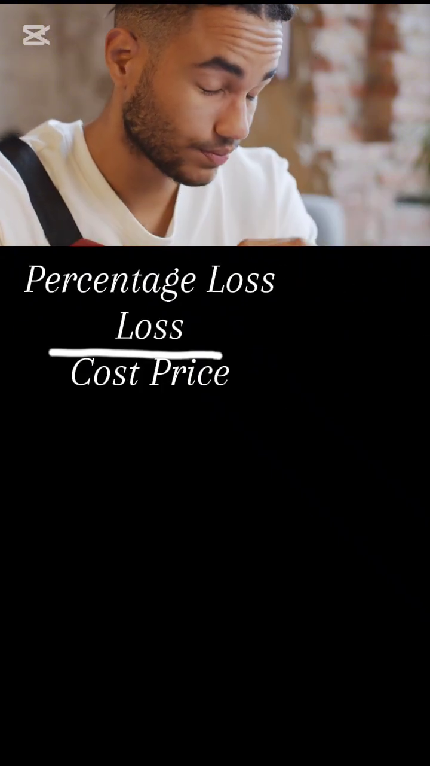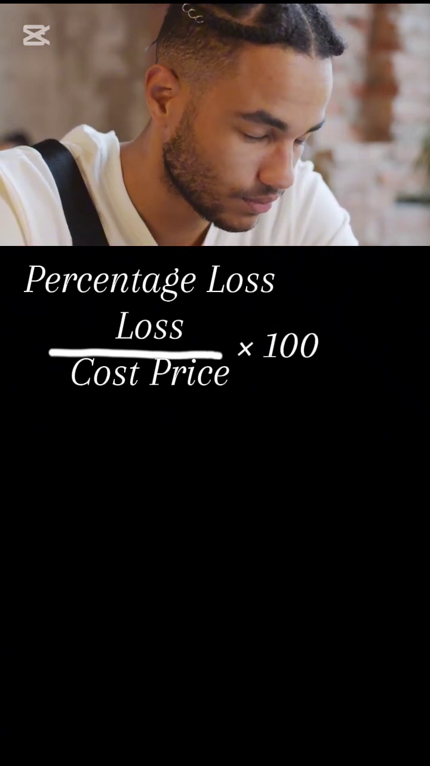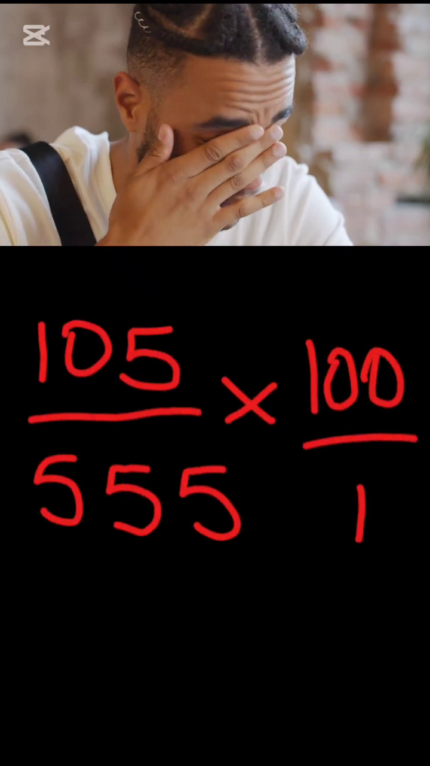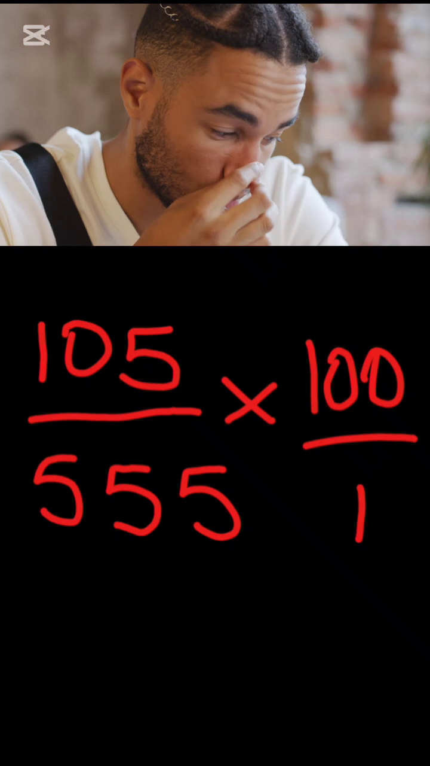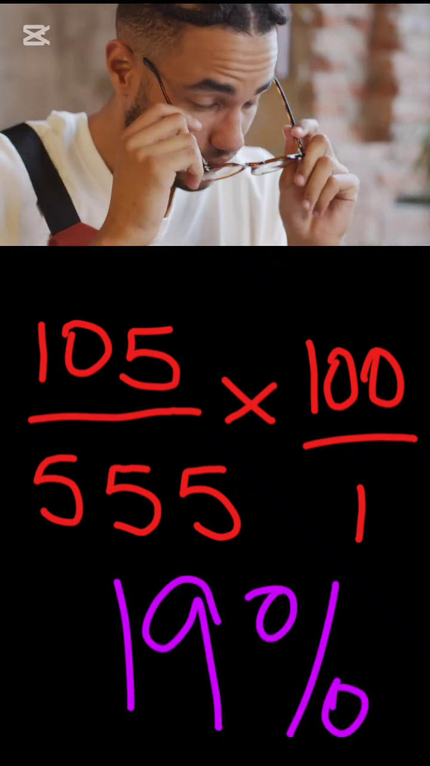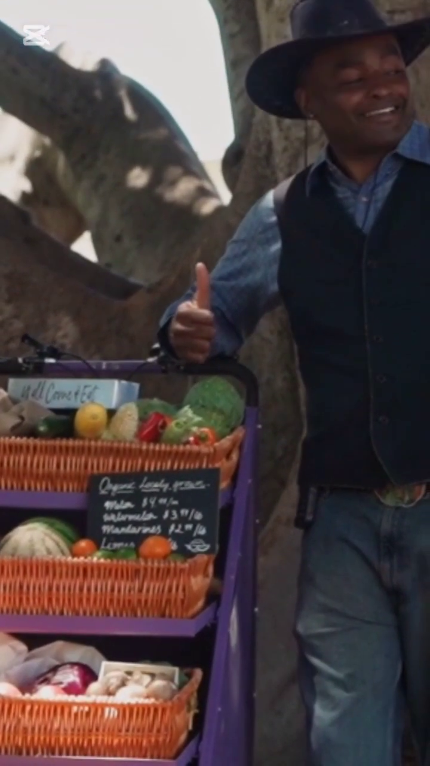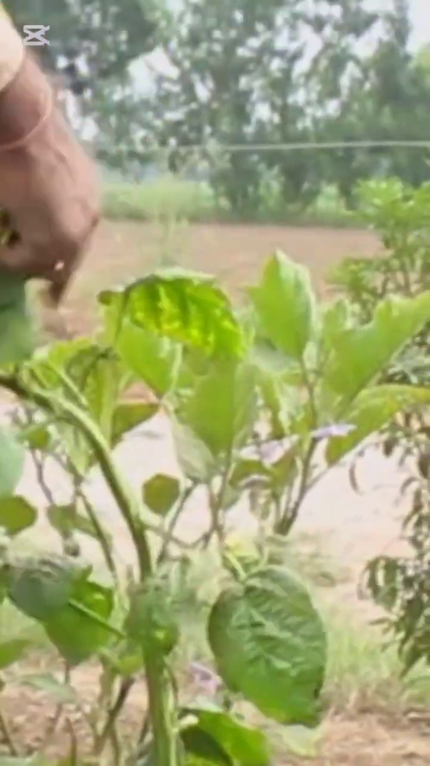His percentage loss will be calculated using this formula: loss as a fraction of the cost price multiplied by 100%. So his loss of $105 divided by the cost price of $555 multiplied by 100% leaves us with a 19% loss. Maybe next time, John will assess his cost price before selling his items and probably call the police if he finds Peter in the act of stealing from his harvest.